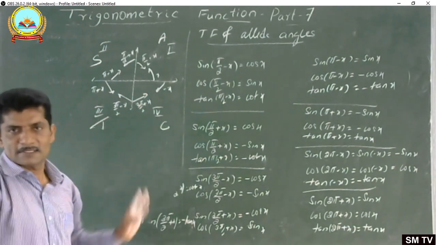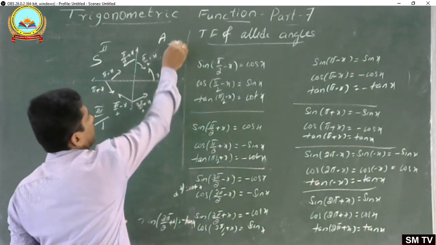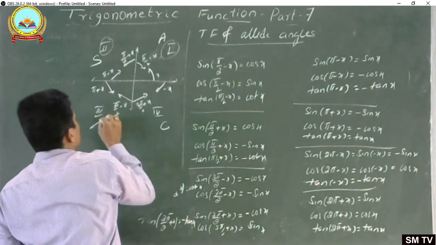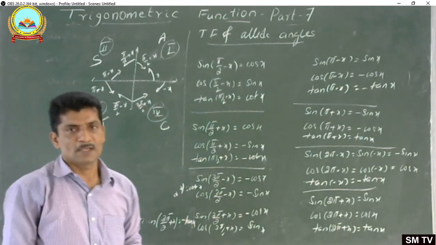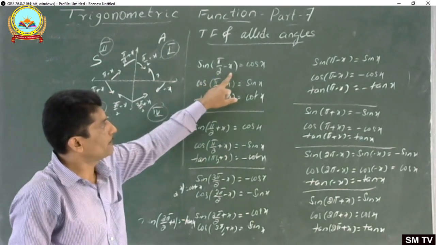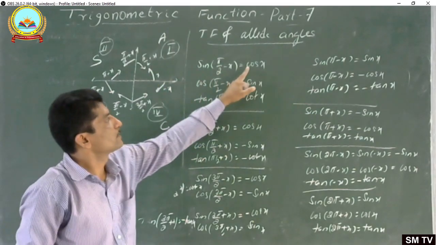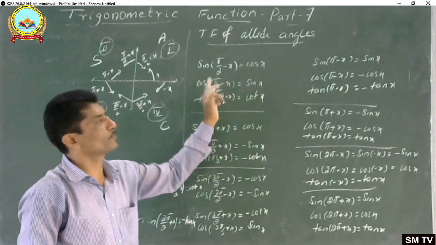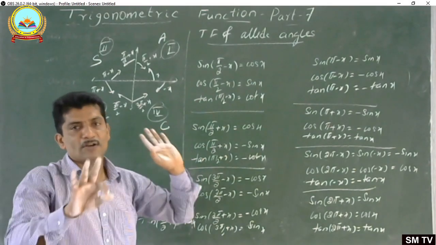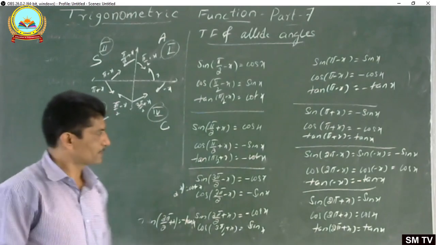And its reciprocal functions are positive. All positive in first quadrant. Second quadrant sine positive. Third quadrant tan positive. Fourth quadrant cos positive. Here you know that pi by 2 minus x is like in first quadrant, all positive: sine positive, cos positive, tan positive. Therefore cot positive, secant positive, cosecant positive. All trigonometric functions are positive. Just remember this sign in related angles.